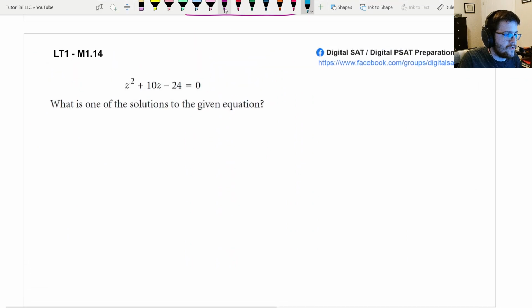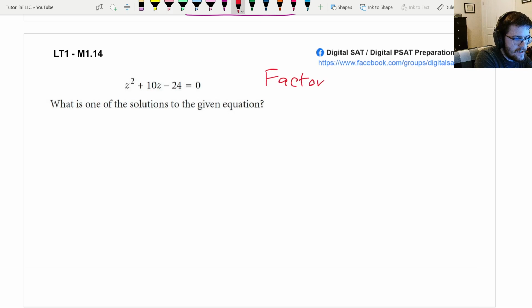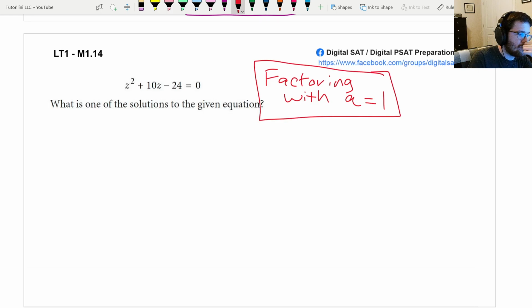Okay, what is one of the solutions to the given equation? Okay, so what we're going to do is, if you want to look it up on Google or Khan Academy, this is called factoring with a equals 1. And this shows up a tremendous amount on the SAT. Factoring quadratics with a equals 1. So essentially what you're going to do is, if it's all right, I'm just going to change it to x's just to make it easier for me to write.